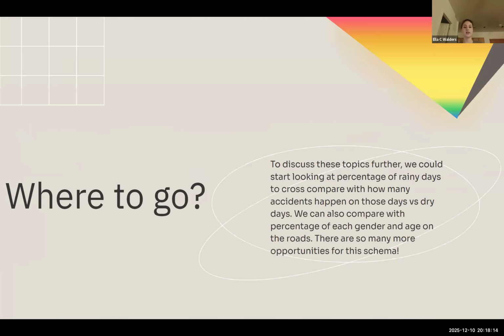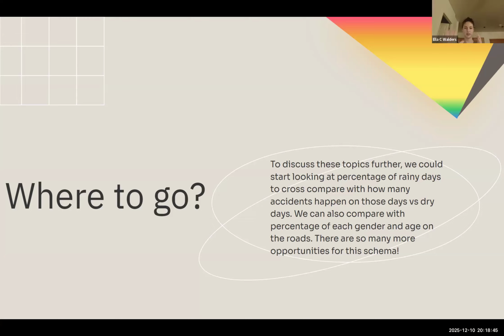What are some of the implications of this, and where can we go with this database? So I think this is such a powerful database. We can look into different relationships between age, gender, substance use, weather. You can even try to stretch something as far as if women drive more on rainy days than men, right? So I really think that this has so many opportunities.